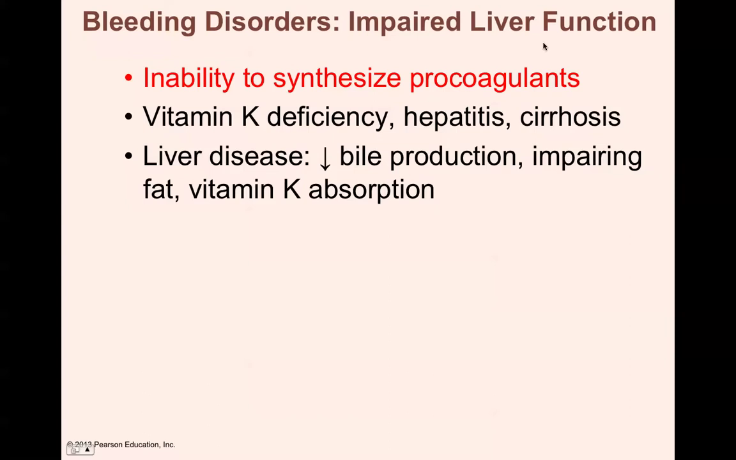Also, if somebody has impaired liver function, they cannot synthesize the procoagulants. So the liver is responsible for making the clotting factors. So if your liver is not working, it won't be able to make them. Also, vitamin K deficiency, hepatitis, and cirrhosis. Liver disease, actually you get decreased bile production, impairing the fat and vitamin K absorption. So if somebody has impaired liver function, they will also be experiencing vitamin K deficiency.